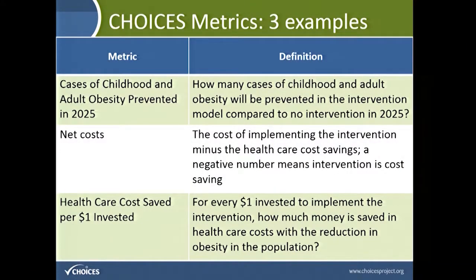We originally were very interested in the prevalence of obesity, or change in the prevalence of obesity, and we were told, well, don't use that. I mean, nobody knows what a prevalence is, but people know what cases are. The net cost, which is the cost of implementing the intervention minus the healthcare cost savings. So a negative number means that an intervention is actually cost savings. But there aren't many interventions like this, by the way, cost-saving interventions.